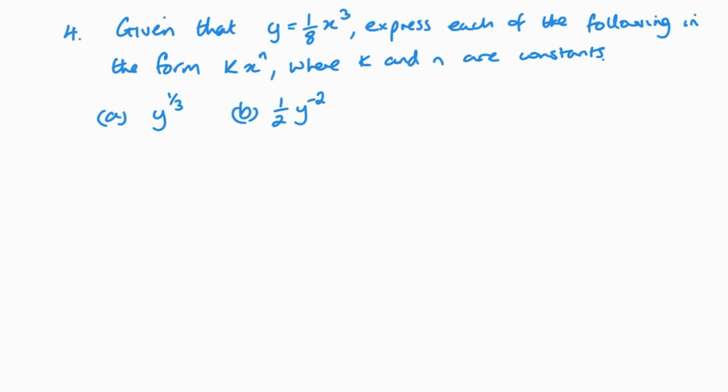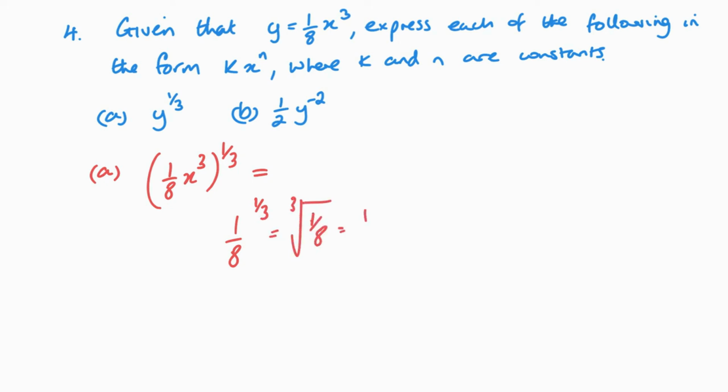Okay, final question here. Let's start with A, so it's y to the power of a third, so it's 1 over 8x cubed to the power 1/3. So if I'm thinking of it, the 1/8 to the power 1/3 is the cube root of 1/8, which is 1/2. So there we are, half. And if I think of the powers, x cubed to the power 1/3, you multiply the powers, so it's just going to be 1, so x. So my first one is just a half x.